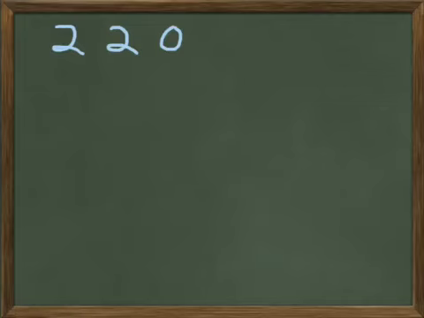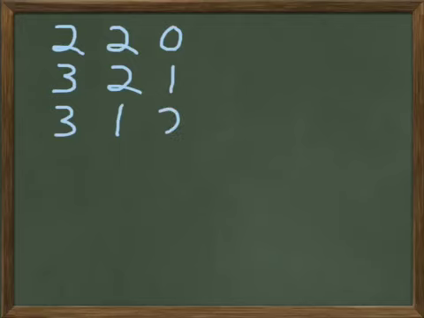2 from 3 leaves 1. That's our next problem. Well, that means we start out with 3, and we take away 2. That leaves us with how many? 1. All right, next problem. 1 from 3 leaves 2. So we start out with 3, we take away 1, and that leaves us with 2. 3 less 1 is 2.